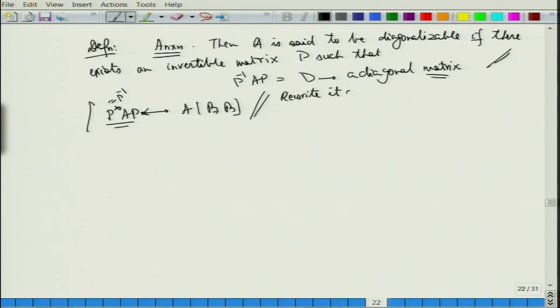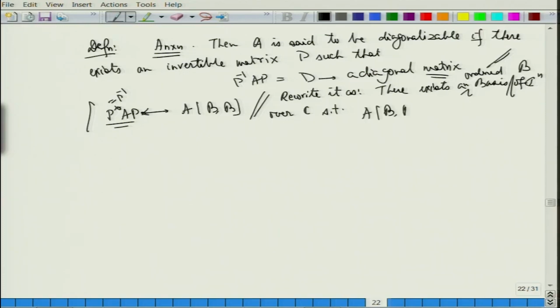I am rewriting the definition as: there exists an ordered basis B of Cn over C such that A of BB is equal to a diagonal matrix.